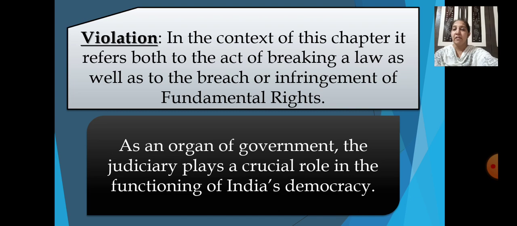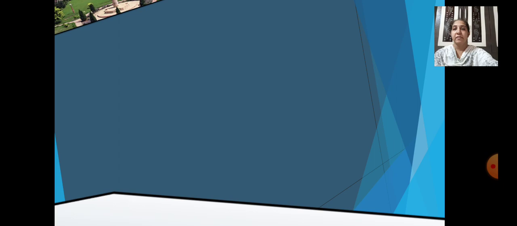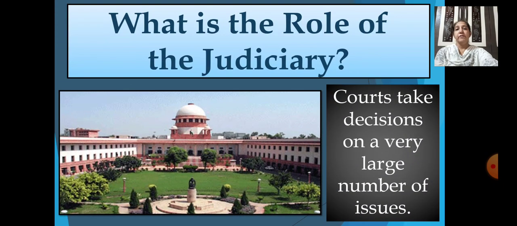Now children, it is very important for us to understand what is the meaning of an independent judiciary. Now let's move to the next topic. Before coming to the independent judiciary, children, we'll be learning about the role of the judiciary. You can see here the image of the Supreme Court. Now let's understand what is the role of the judiciary.